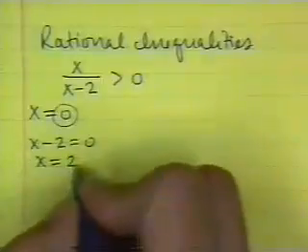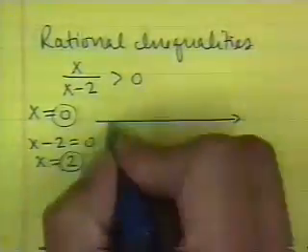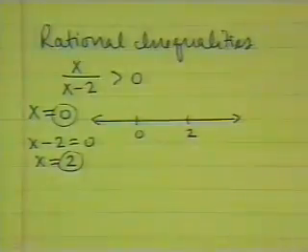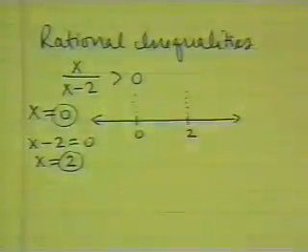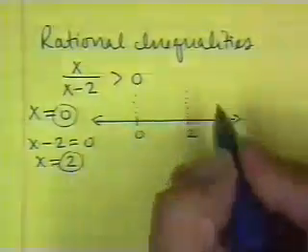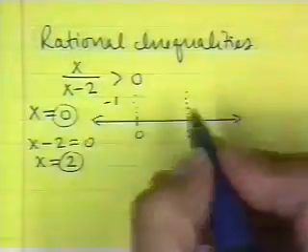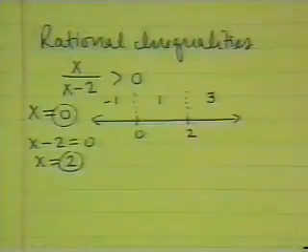So we have critical values of 0 and 2. These two numbers will go on our number line. They're critical points because they're actually on the number line. Now we're going to pick region points as we did in quadratic inequalities. A -1, a 1, and a 3 will be just fine. Any number in those regions will work.